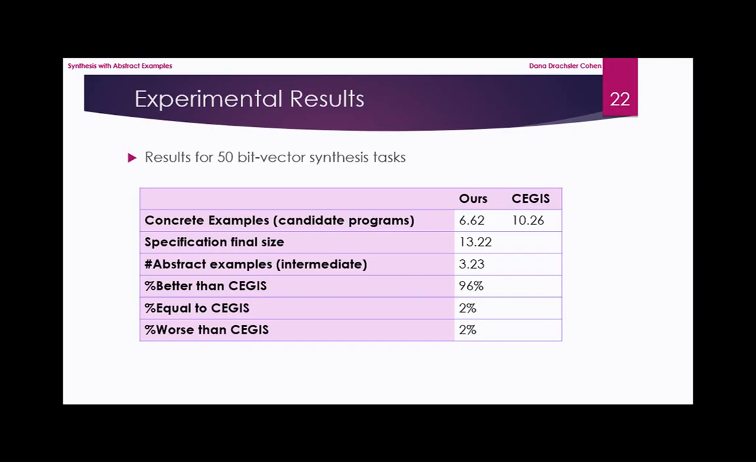Another interesting row is how many abstract examples we needed before we could eliminate the candidate program and continue to the next one. So this number of 3 means that on average we had 2 accepted abstract examples that we could use to converge faster. At the bottom, what we see is on how many benchmarks we were better than SIGIS, namely we required fewer examples, on how many benchmarks we were equal, and how many benchmarks we were worse. And we have 2%, and this is 50 programs total, so this means 1 program.